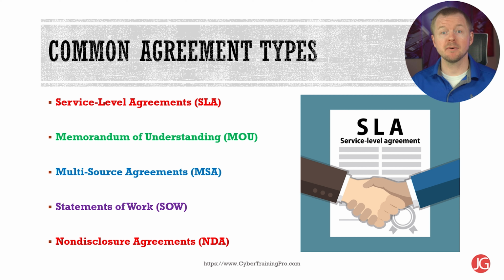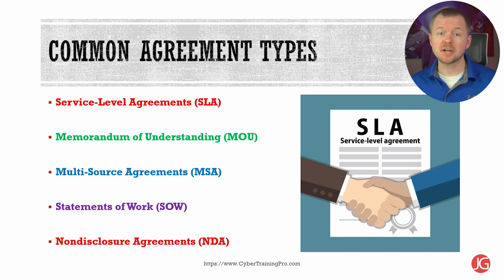Memorandum of Understanding, or MOU, is a document of agreement or a legal contract when it makes sense. This might be between businesses that deal with each other frequently, but you also might see these used internally. Multi-source agreements, or MSAs, detail the interoperability of components.